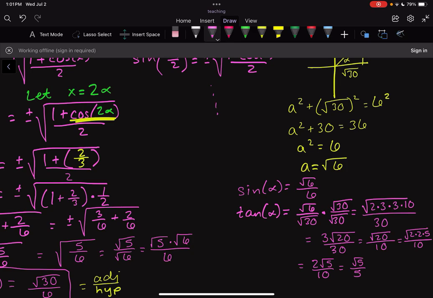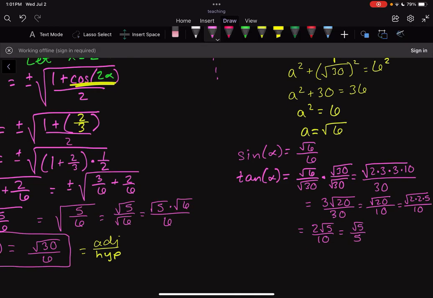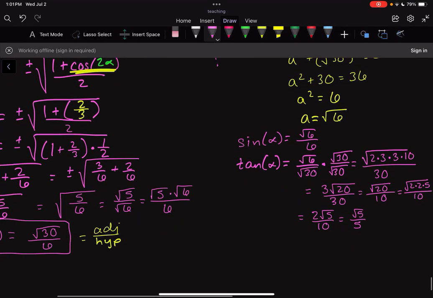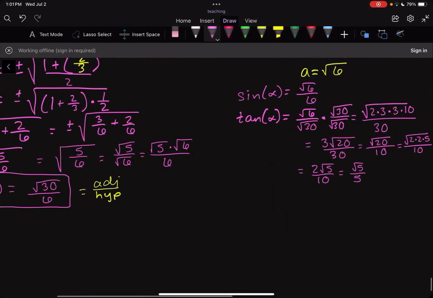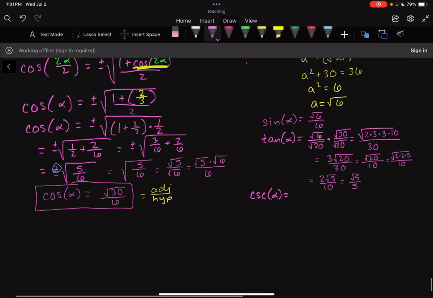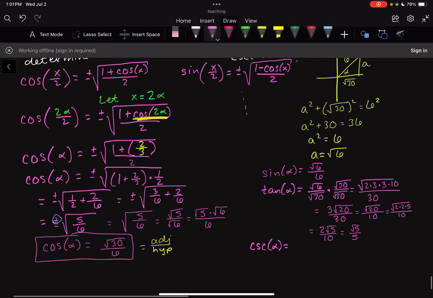And then you could do the rest of them as well and just kind of check it out. You just have to be careful when you're plugging it into the online homework that it is fully simplified. Let's do the other ones together. So cosecant of alpha is hypotenuse over opposite. So that's going to be 6 over root 6. That simplifies to 6 root 6 over 6. So that'll be just root 6.